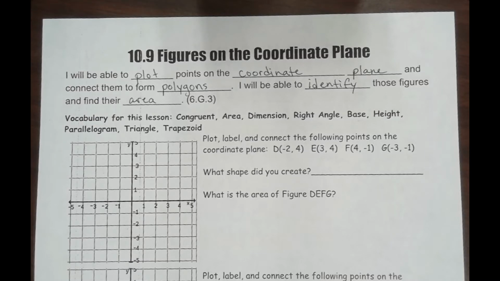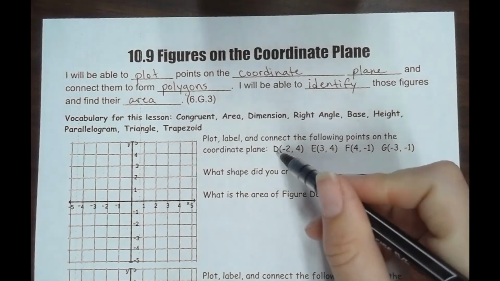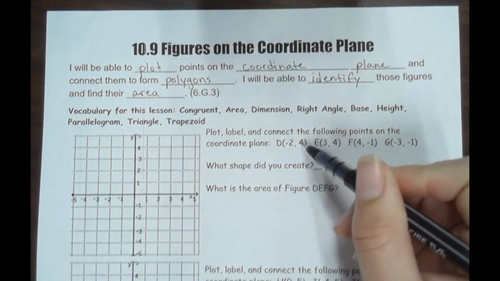Parallelogram is a four-sided figure with two sets of parallel sides. Triangle, three-sided figure, and a trapezoid is a quadrilateral with at least one set of parallel sides. So it says plot, label, and connect the following points on the coordinate plane. So D is found at -2, +4.